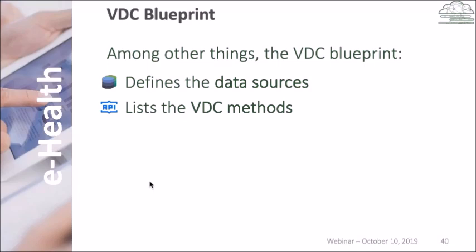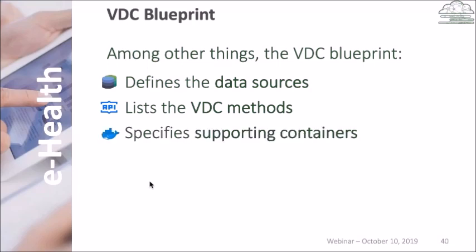Of course, you find the definition of the VDC methods, such as get document list, get patient document list, as we saw before. And there is also some companion information related to supporting containers that we need to address cross-cutting concerns, such as authorization and authentication. We need to say where to fetch supporting systems for carrying out these cross-cutting concerns that we always need.